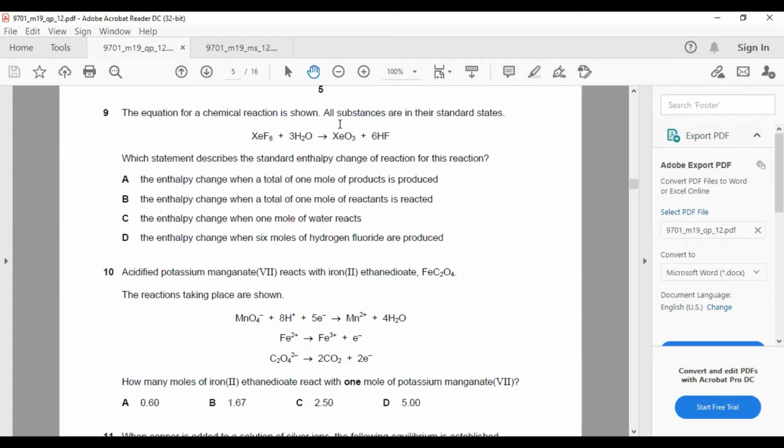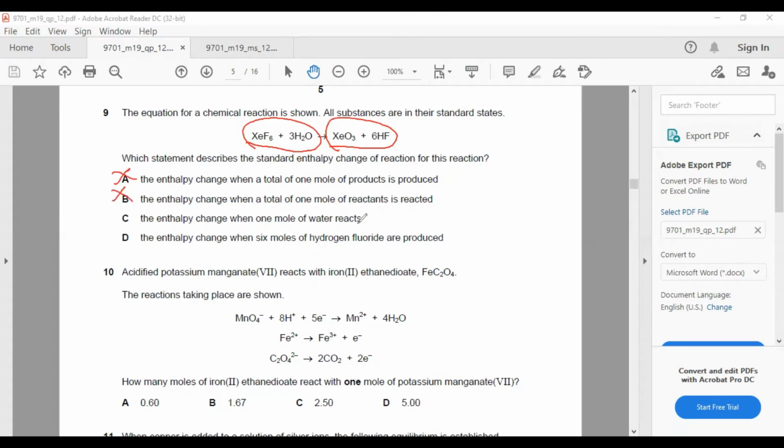Which statement describes the standard enthalpy change of reaction for this reaction? Enthalpy change when total 1 mole of product is formed, wrong. There are 6, 7 moles of products formed. Enthalpy change when total 1 mole of reactant is reacted, wrong. 4 moles of reactant are reacted.